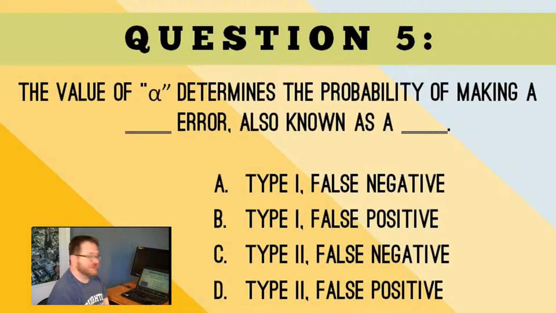Alright, so question 5. The value of alpha determines the probability of making a blank error, which is also known as a blank. Type 1 or type 2, and false positive or false negative. Which one is what is managed by the probability alpha? Alright, make a choice from these 4 options and get a little feedback before you move on to question 6.